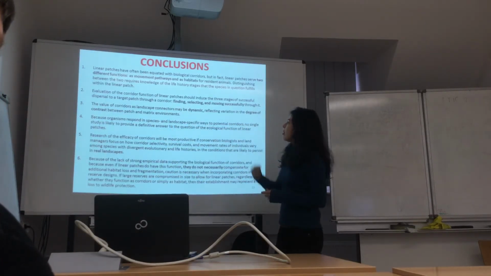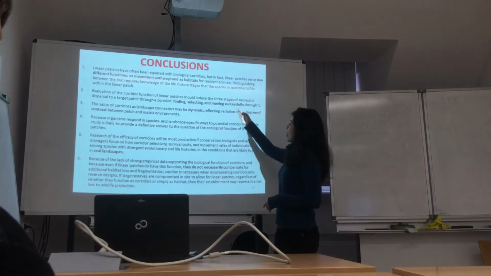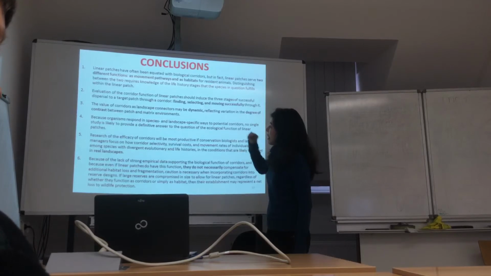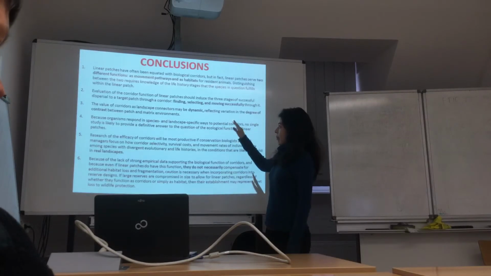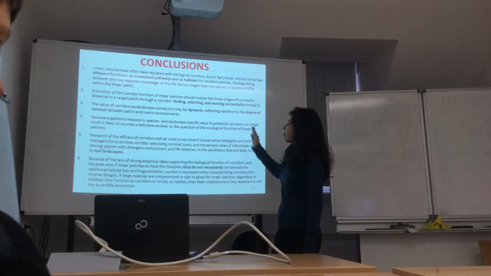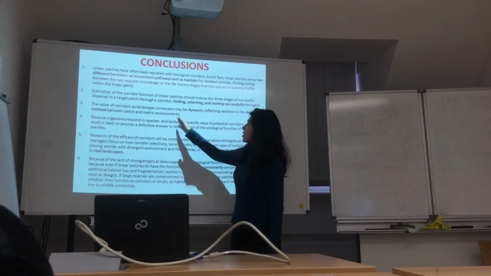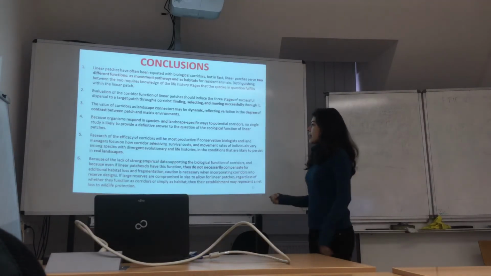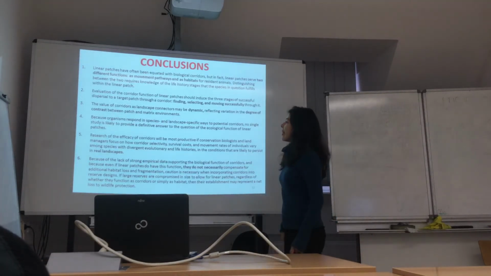So finding the corridor, selecting the corridor, and moving successfully through it. Then the value of corridors as landscape connectors may be dynamic, reflecting variation in the degree of contrast between patch and matrix environments. So it depends on the contrast of both elements, as we saw from the evidence.